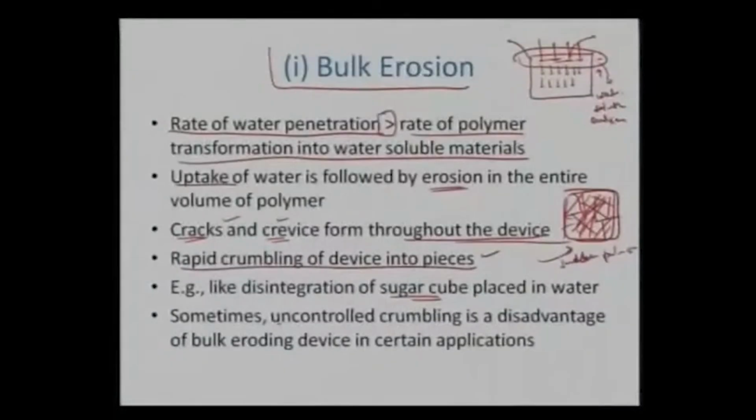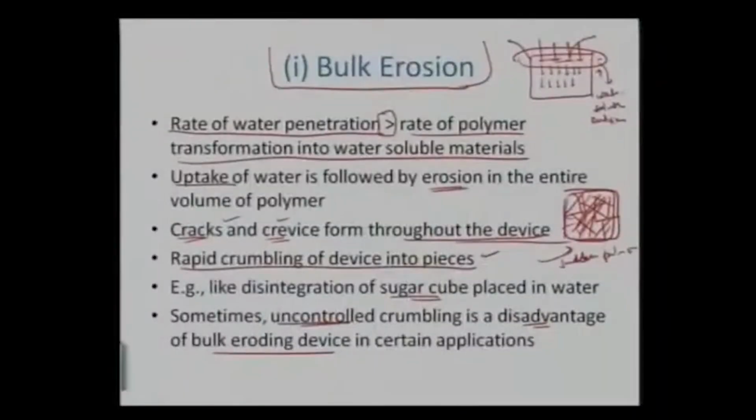Again, this crumbling is uncontrolled, and that becomes a disadvantage of the bulk eroding device in certain applications, because we want the erosion to be complete in a certain controlled manner, and in this particular case of bulk erosion, the overall deformation occurs in a very uncontrolled manner. So, that is what we see: in bulk erosion the water penetration is much faster, so it will rapidly occupy the overall bulk or the inner part of the polymer. Water has already seeped throughout the polymer, and in the meantime the water soluble products start forming randomly at any location.